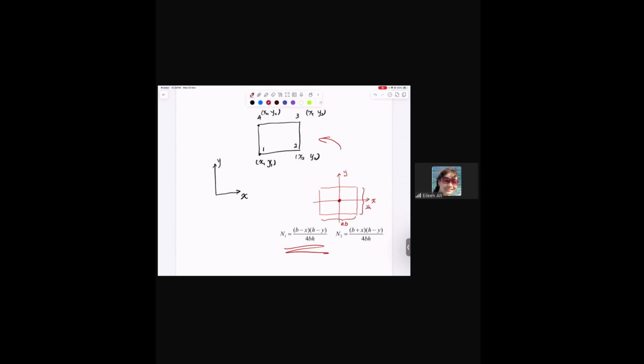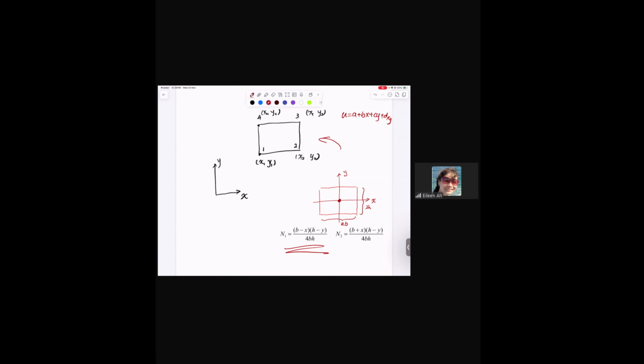Of course, you can use the very basic equation. We use this equation u equal to a plus bx plus cy plus dxy. Of course, you can reuse this equation and recalculate a, b, c, d and rederive the shape functions. But actually, we can do another way.